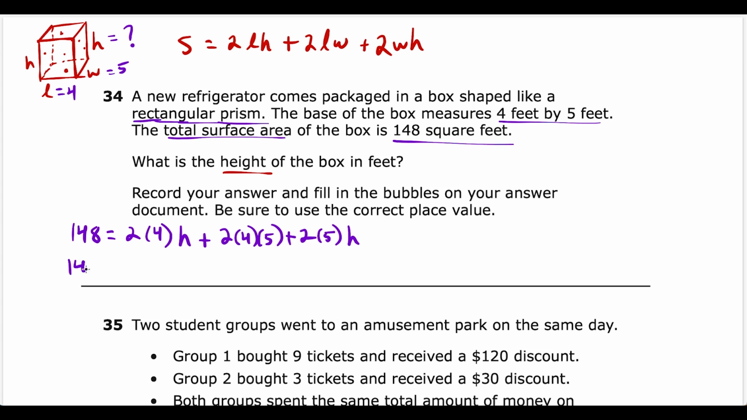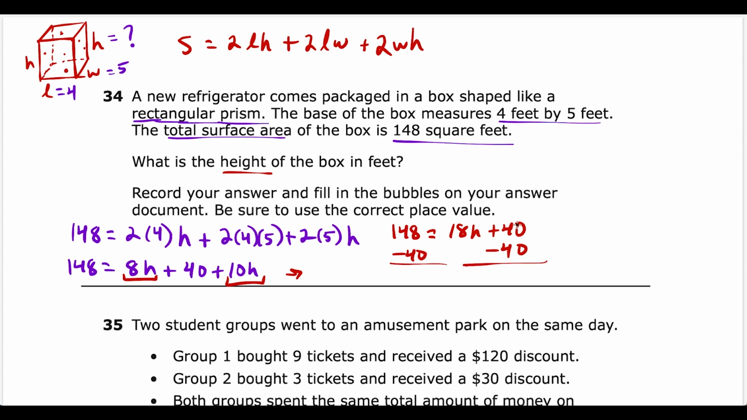So we have 148 is equal to, this is going to be 8h after we multiply, plus, this is going to work out to 8 times 5, which is 40, plus 2 times 5 times h is 10h. And now what I would do here is combine like terms. So we'll just do this in the next line. We have 148 equals 18h plus 40. So now just subtract 40 on both sides.